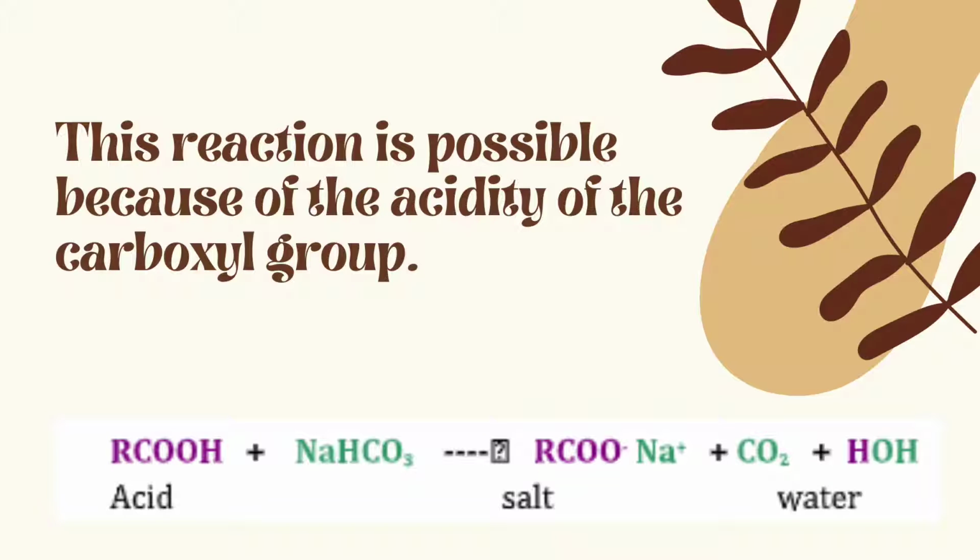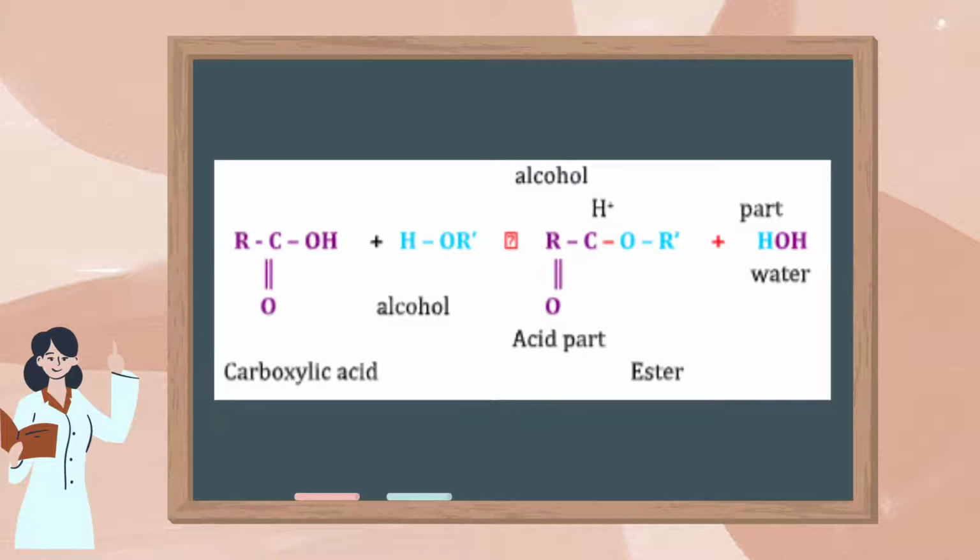Example. A number of reactions of carboxylic acids involve the replacement of the hydroxyl group in the COOH. One of these is the reaction with alcohols. The replacement of OH by the OR group of the alcohol leads to the formation of esters. These reactions are often acid catalyzed.